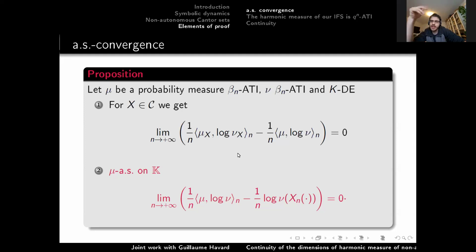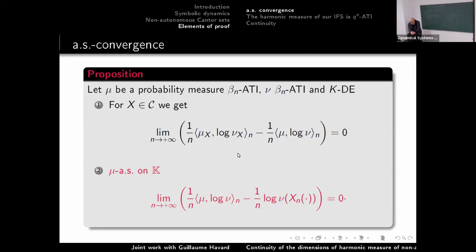And as you have shown us, it is useful for applications to harmonic measures. I wanted to ask whether you are aware of some other families of these non-autonomous measures to which you can apply this machinery. Some other classes that also satisfy the assumptions that you have here.